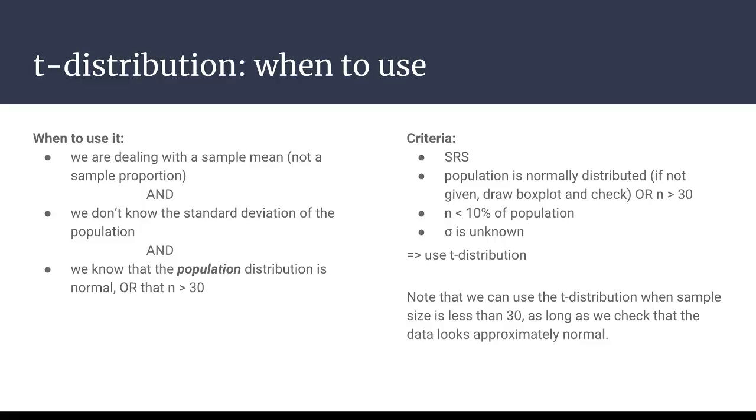Okay. And you should definitely write down on your paper that we don't know sigma, so we're going to use a t-distribution, because otherwise you're implying that you're using the t-distribution, and that may make the graders confused.